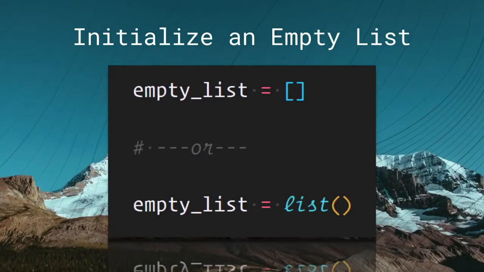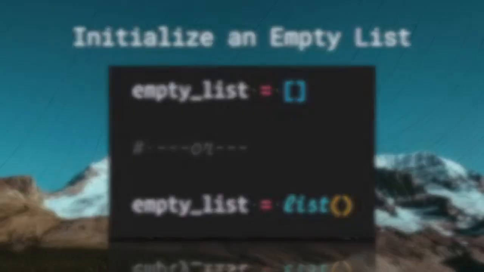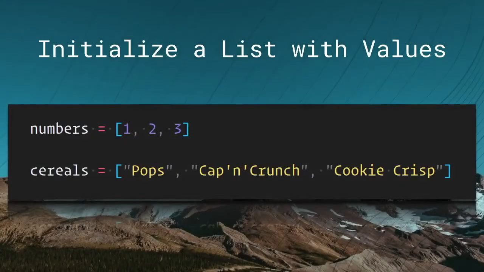You can initialize a variable with an empty list by either assigning it an empty list with square brackets or using the built-in list function. The list function is preferred, but both will work. You can then add items to the list later on. You can also assign variables with lists that are not empty. Here is an example of a list with integers and a list with strings.